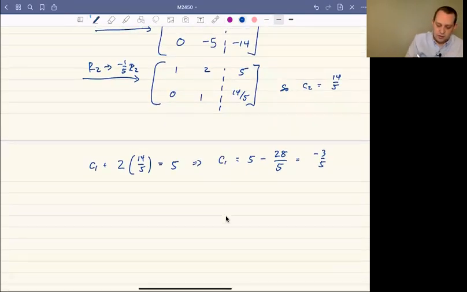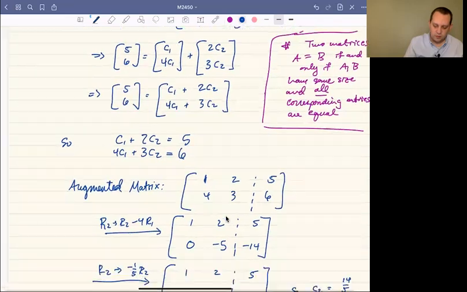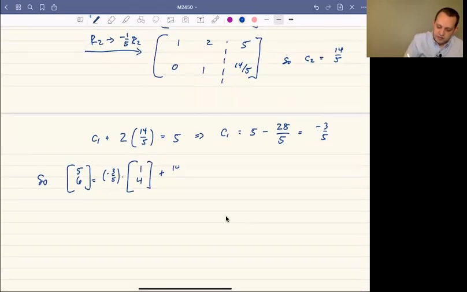So it turns out that we can write 5, 6 as C1, so -3/5, times, I need to go back and look here, the matrix 1, 4, plus C2, which we found to be 14/5, times 2, 3. Okay, and so we can indeed check that that all works, that that's all fine. Okay, so there we've written our matrix 5, 6 as a linear combination of the columns of A.